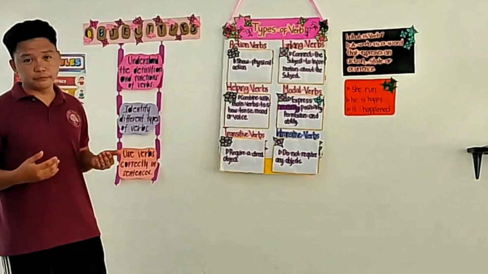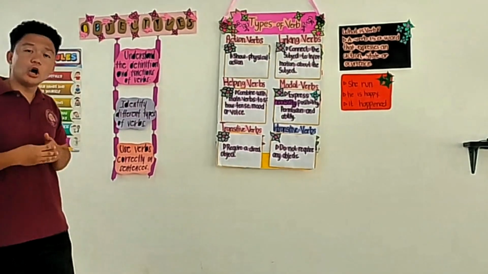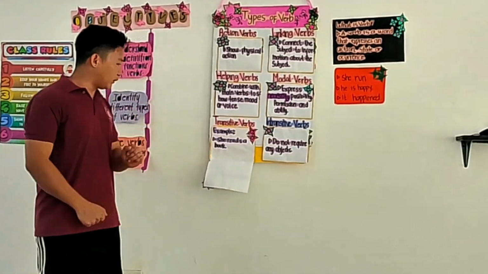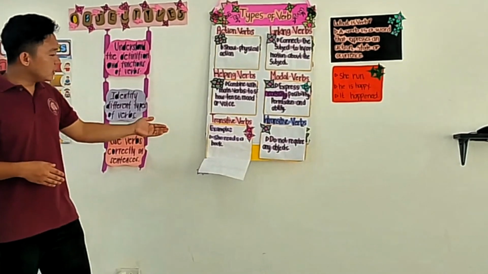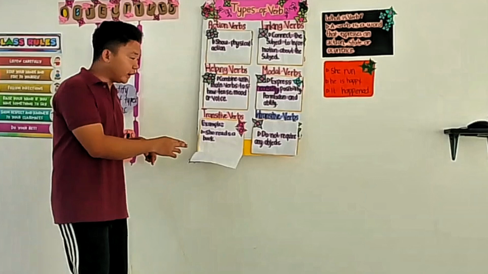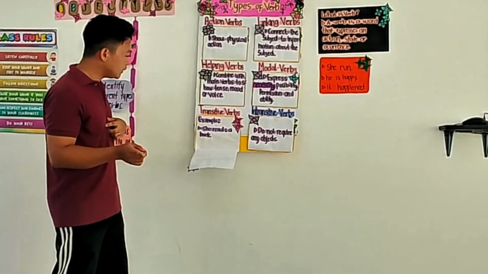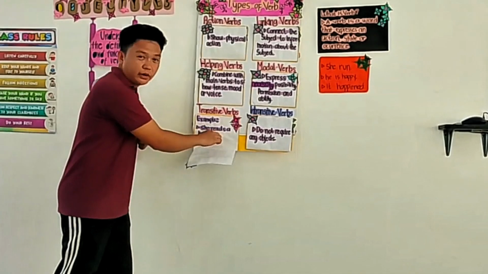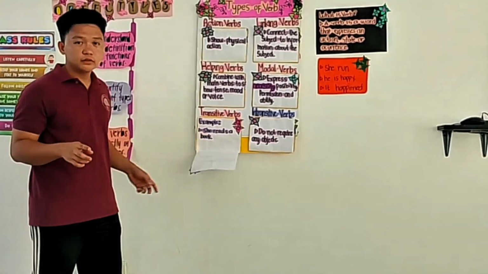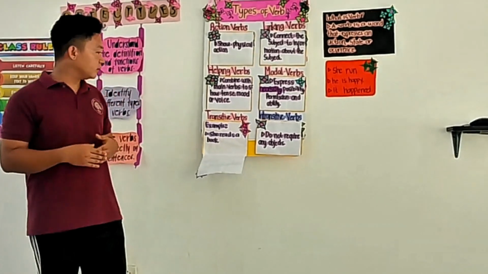So now, let's proceed to the transitive verb. The definition of a transitive verb is that it requires a direct object. So here is the example of a transitive verb: she read a book. So the transitive verb is read, and the subject is she. Do you understand? Okay, thank you so much.